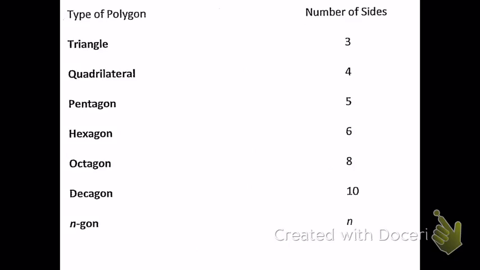Good to know the names for the number of sides. 3 sides is a triangle, 4 sides quadrilateral, 5 sides pentagon, 6 sides hexagon, 8 sides octagon, 10 sides decagon. Anybody know what 12 sides would be called? Okay, that's a dodecagon. And then anything over 12, you just give a number. So if it had 13 sides, it would be a 13-gon. That's what n-gon means. If it has n sides, it's an n-gon. So if it has 25 sides, it's a 25-gon.